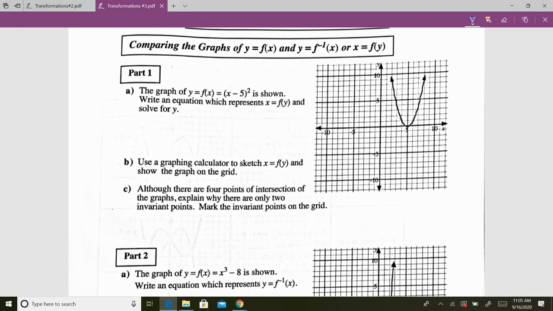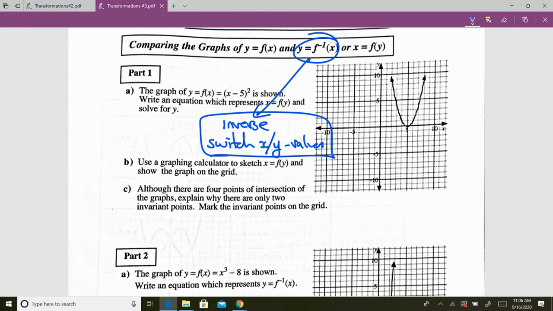This we've already done. We did this yesterday. Normally, I would say we did this last unit, but last unit was yesterday. Okay. What does this represent? Inverse, right? What do you do when you're sketching the inverse? Switch x and y. So I'm not going to do this page. I'm just reminding you. This is an inverse, switch x, y values. That is a transformation because you're changing the way the graph looks. Okay. But I'm not going to go through that because we just did it yesterday.